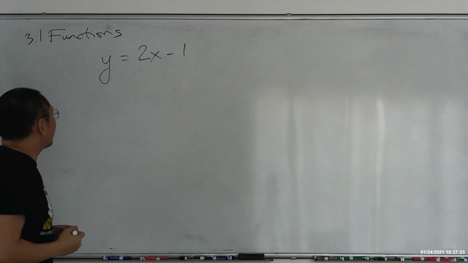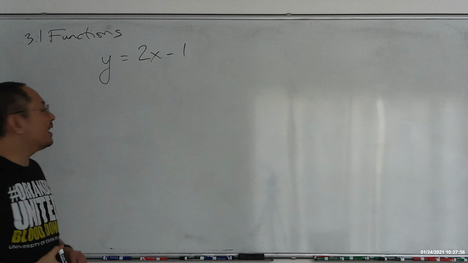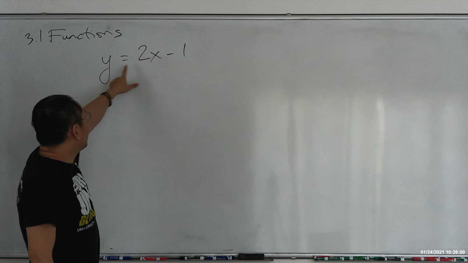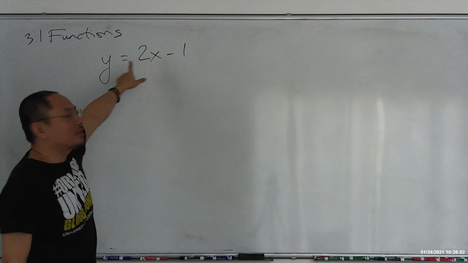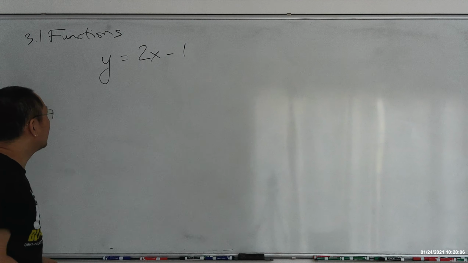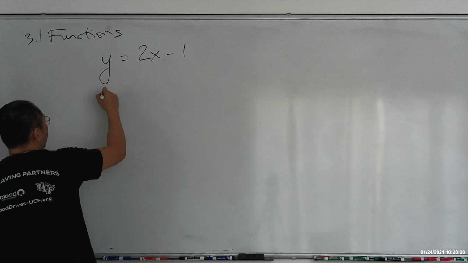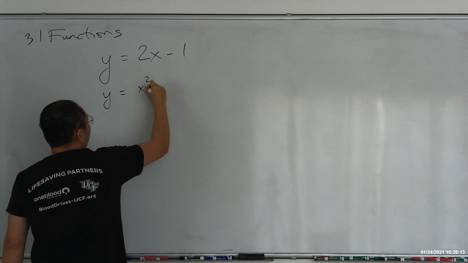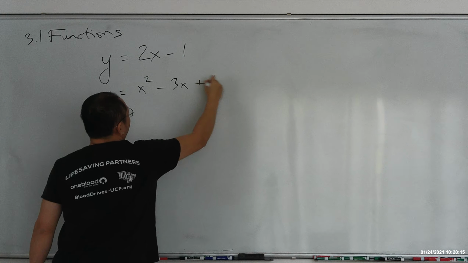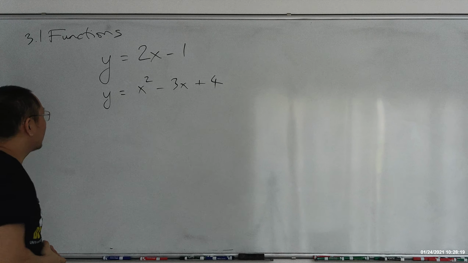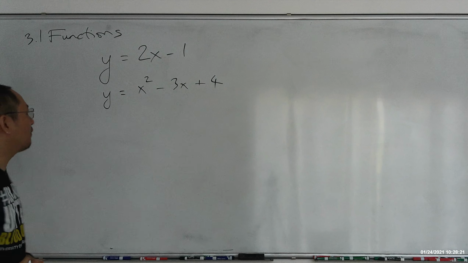You guys probably recognize it right away. It's called a linear equation, right? The graph of this is going to be a line, in slope-intercept form, where 2 is the slope and negative 1 is the y-intercept. Okay? Or maybe something like this: y equals x squared minus 3x plus 4. And we call it what? A quadratic equation. Okay? And I claim they are actually all functions.